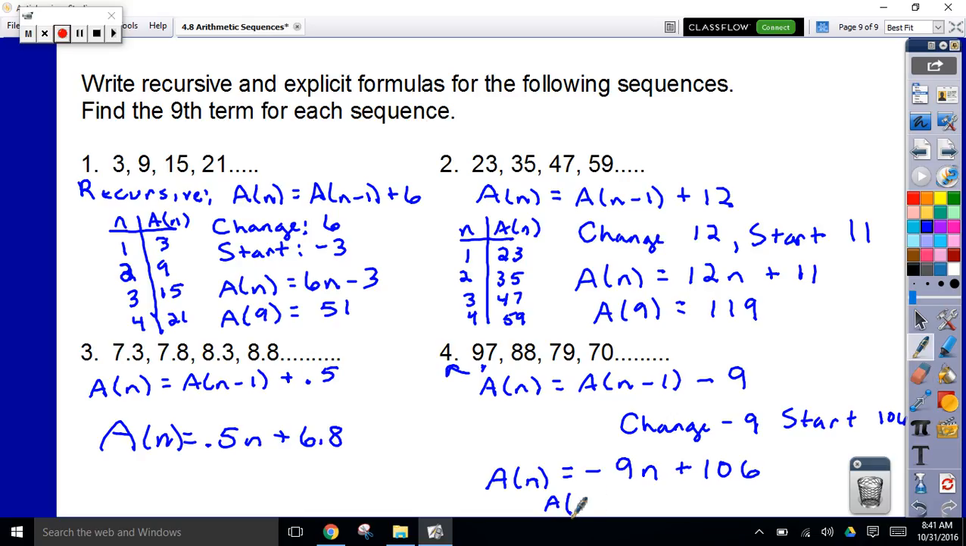So she found a of 4 instead of a of 9. What did you get? Equals 70. 70? Yeah. Yep, that would be right. Okay, what if we found a of 9 for this? What would a of 9 be? Did anyone get that? Sophia? 25. That's correct.